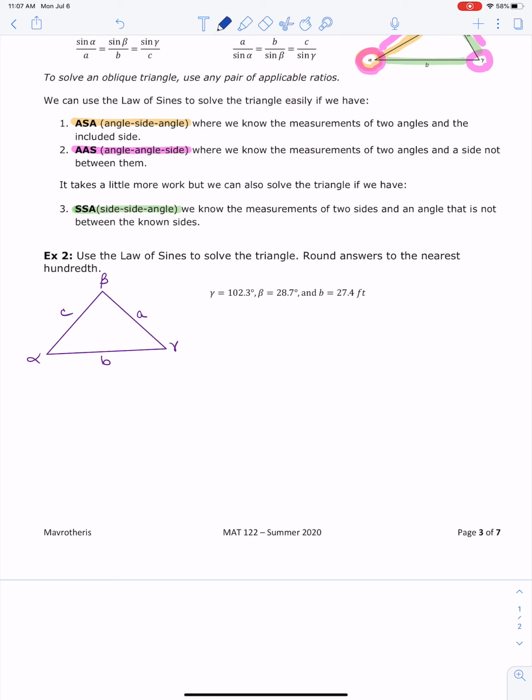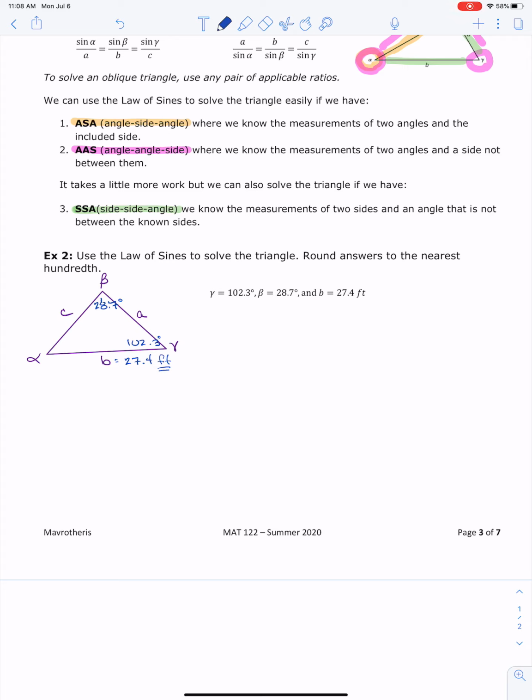So I know that gamma is 102.3. Again, it does not matter if my picture matches the measurements. This is strictly so I can see what is across from what and see what relationships I have. Beta is 28.7. And then side B is 27.4. Keep in mind, this says feet. Your answers should be labeled correctly in terms of feet.